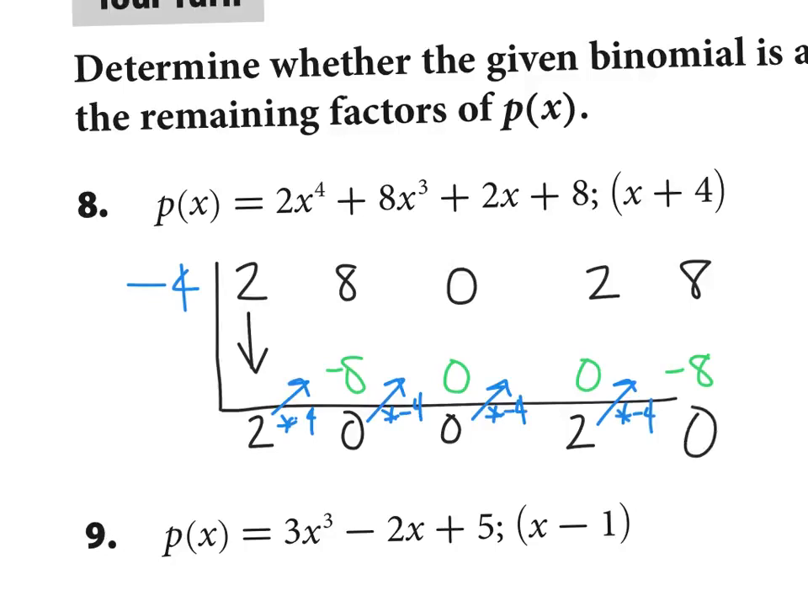So we have to be very diligent that we pay attention to what's happening to our exponents. That it goes from 4 to 3 to 1 to none, so we skip 2. So we've got to make sure we fill that space in.